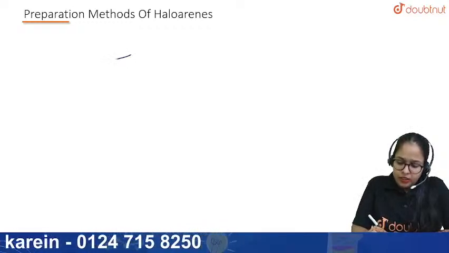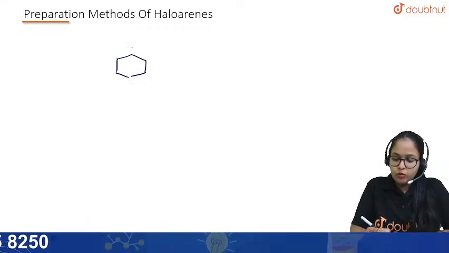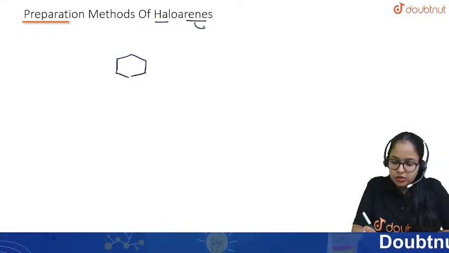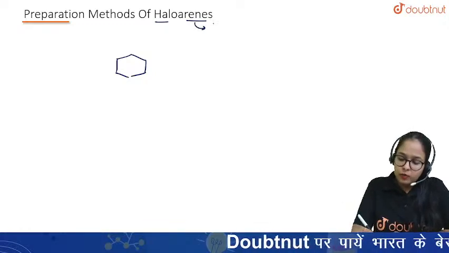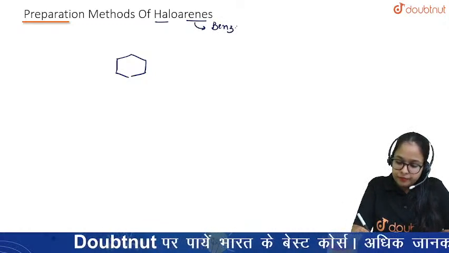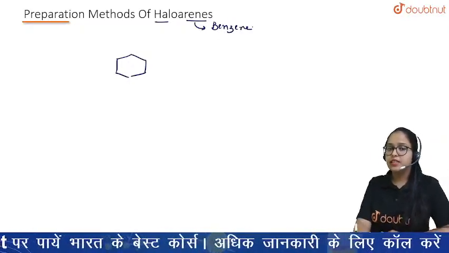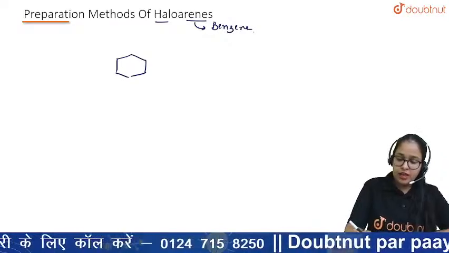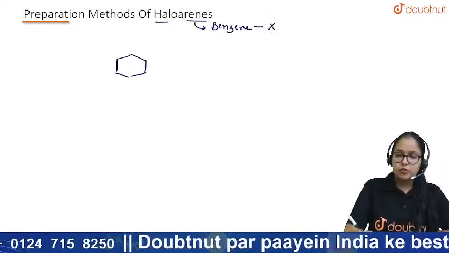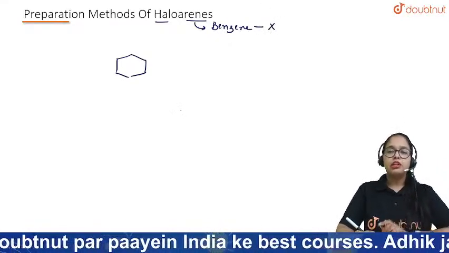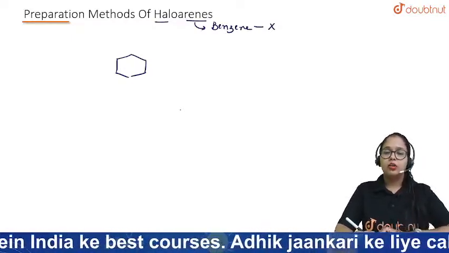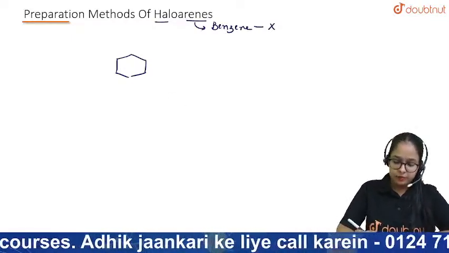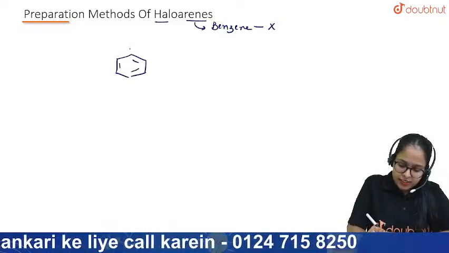See, halo means halogen, and arene means an aromatic system. Usually we consider benzene as the arene because benzene, as you know, follows Huckel's rule and is an aromatic system. If benzene has a halogen group directly attached to it, that organic compound becomes a haloarene.